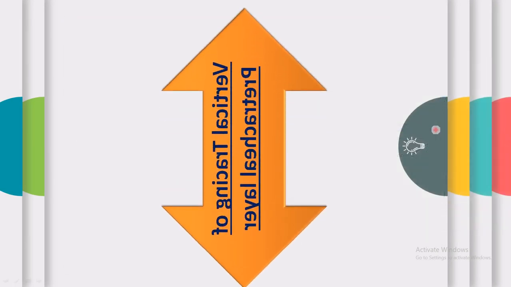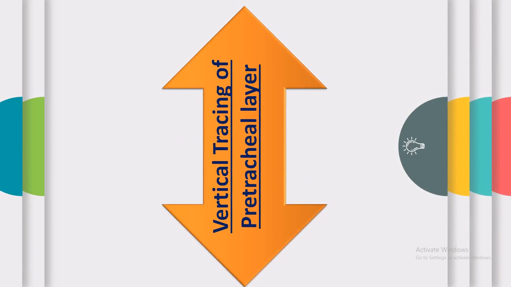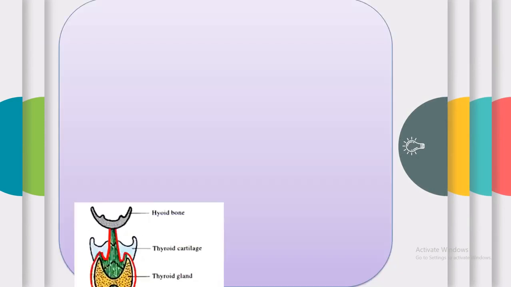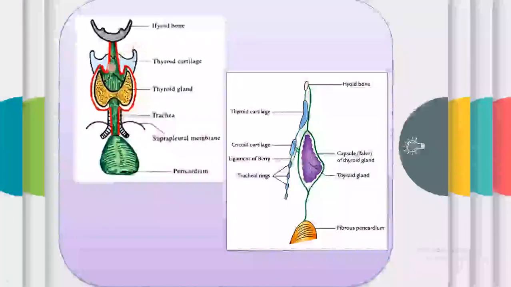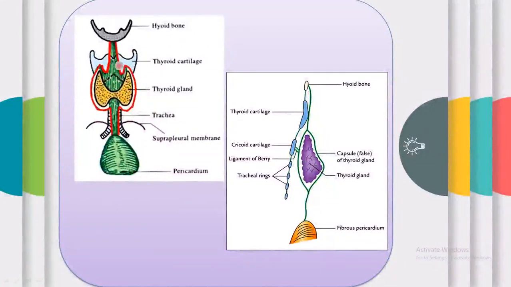Now we discuss the vertical tracing of pretracheal fascia. This diagram is an anterior view of the vertical disposition of the pretracheal layer of deep cervical fascia. Here the red line indicates the pretracheal layer. And this diagram is a lateral view of the vertical disposition of pretracheal fascia. Here the green line indicates the pretracheal layer.